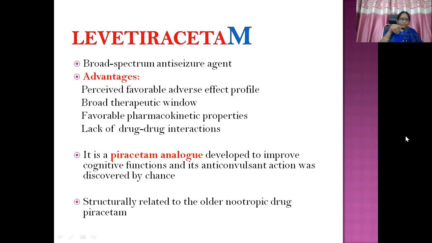Levetiracetam: M for many aspects are discussed here with this molecule. It is a broad spectrum anti-epileptic agent. Advantages are perceived favorable adverse effect profile, broad therapeutic window, favorable pharmacokinetic properties, and lack of drug-to-drug interactions, like that of all the newer anti-epileptic molecules. It is very specific about having these particular advantages. It is a piracetam analog: levetiracetam, piracetam, spelling in the same way, so you can remember that way. It was developed to improve cognitive functions, and its anticonvulsant action was discovered by chance. Structurally related to the older nootropic drug piracetam.